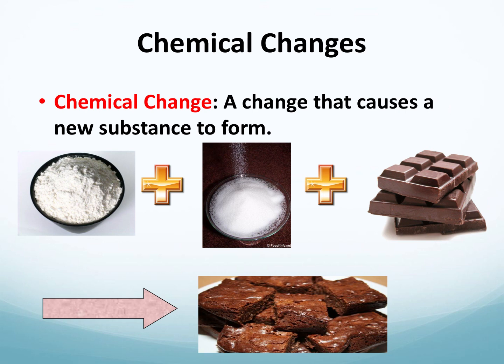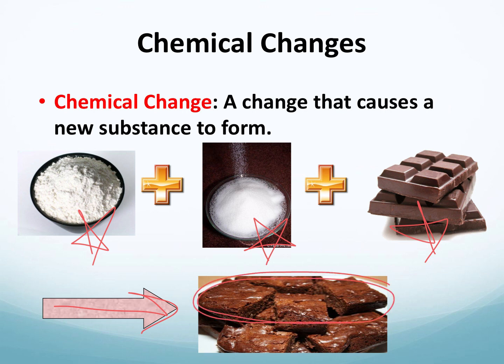Chemical changes are different because chemical changes are when a brand new substance is formed. Great examples of chemical changes are often related to baking. So if I add all of the ingredients for brownies together, the flour and the baking soda and the sugar and the chocolate and the eggs and the oil, and I bake them in the oven, a chemical change occurs and they form into a new substance. All of those individual things form into a new substance, which is the baked brownies.